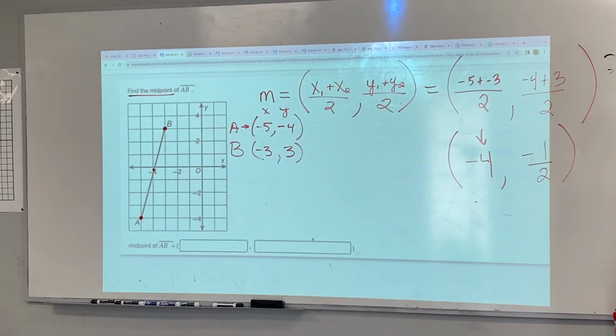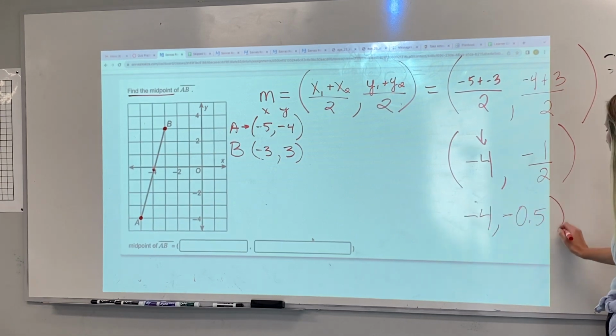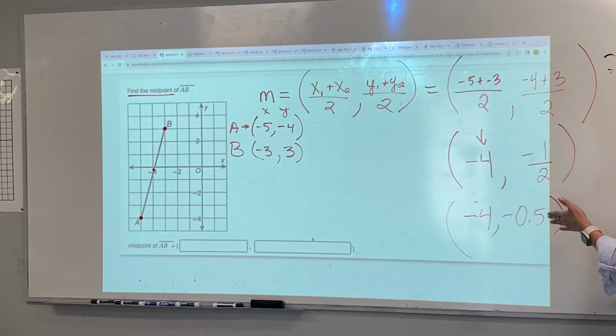Now, I'm not quite sure if your book, or your digital book, wants you to put it as a fraction or a decimal, but both answers are correct. What's -1 over 2 as a decimal? You tell me. Oh, -0.5. Yeah, so it could either be -4 and then -0.5. If it doesn't specify which one to put, then it would just be a decimal. So -4 and then -0.5, and that's your midpoint.